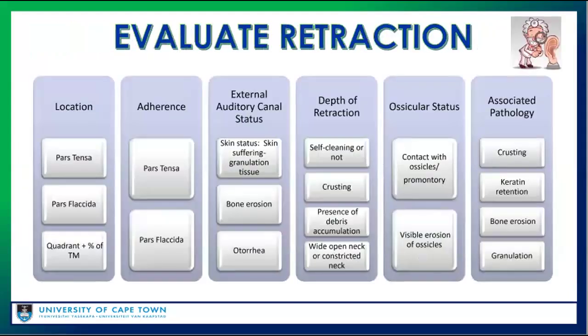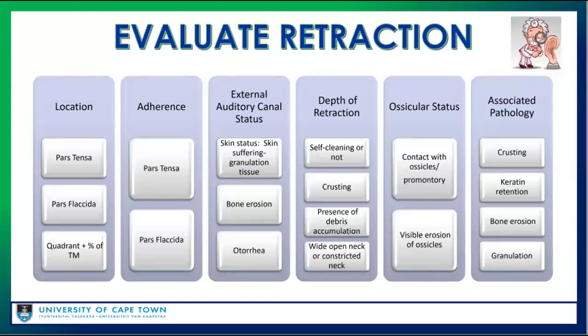Regarding evaluation of retraction pockets, the following points must be taken into mind. The location of the retraction pocket: if it's in the pars tensa or pars flaccida, what quadrant is involved, and what percentage of the tympanic membrane is involved. It depends on the adherence of the pars tensa and flaccida. It depends on the external auditory canal status: if there's skin suffering, which I'll show you later, granulation tissue, bony erosion, or otorrhea.